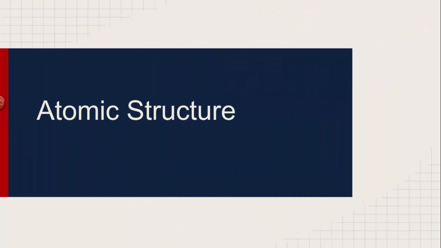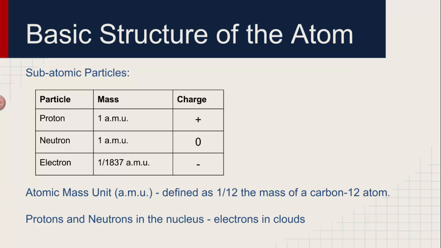So now that we understand the history of atomic structure, let's take a look at just simply the structure of atoms for the time being. Basically, we want to understand that there are three subatomic particles that we're going to be interested in. Subatomic means smaller than the atom. We have protons, we have neutrons, and we have electrons.